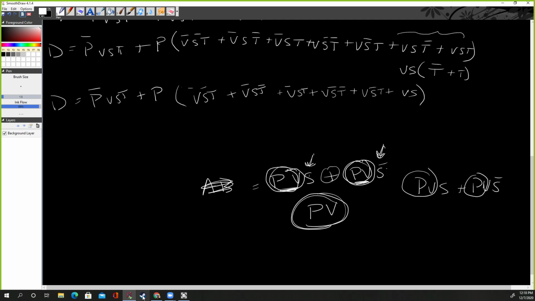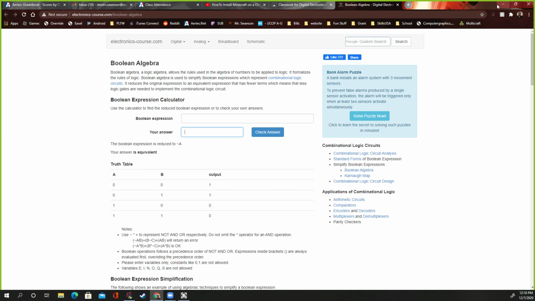So let's see if that works. Let's stick this in the equation and see if it simplifies. I'm not sure where I'm supposed to put it, here or here. It's kind of weird. It says, use the calculator to reduce your Boolean algebra to check your own answers. I don't even know what that means. But let's just put it here then. I don't know. I'm going to put it here. So P V S. Oh, but you can't put it like that. Yeah, I think you have to put the P and V and S.